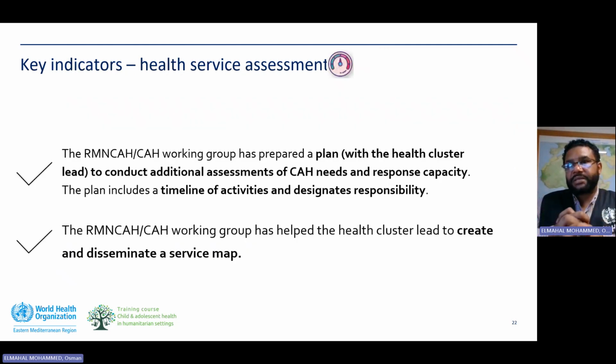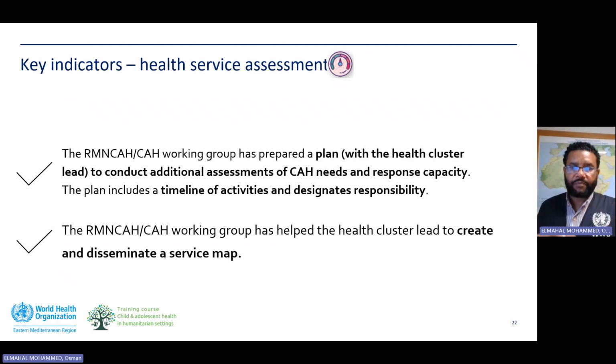To consider this part successful, there are two indicators to measure that. The working group has prepared a plan with the health cluster lead to conduct additional assessment of child adolescent health and response capacity. The plan includes the timeline for activities and designated responsibility. So based on the information we collect from the initial assessment, we need a closer look, a zoom in, a more granular assessment for a specific area, and then link it with planning on how we can rectify these gaps.